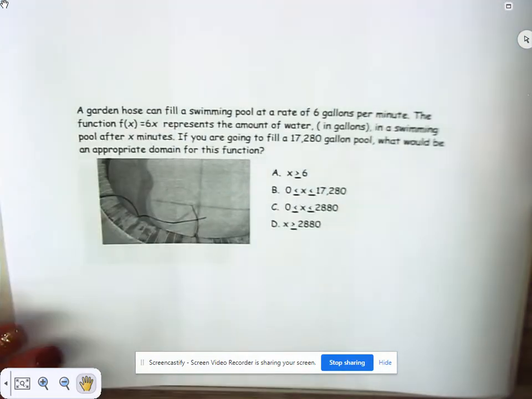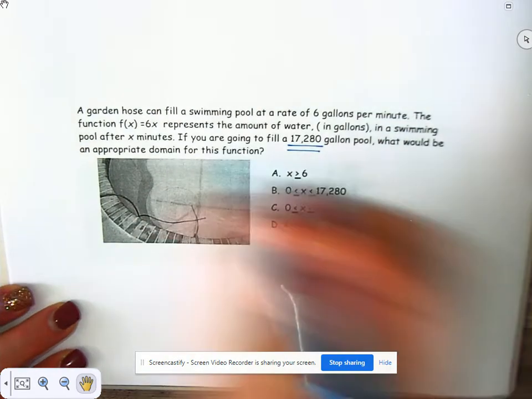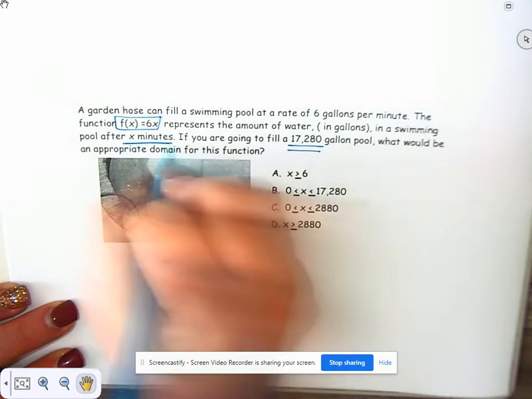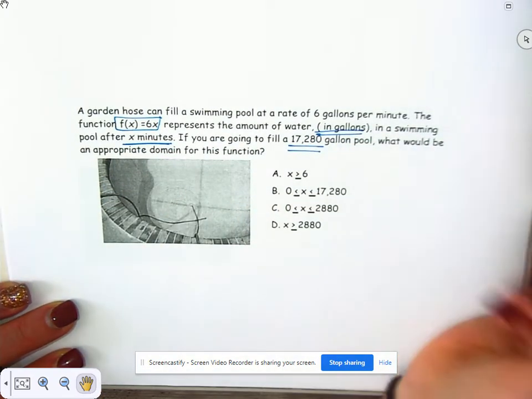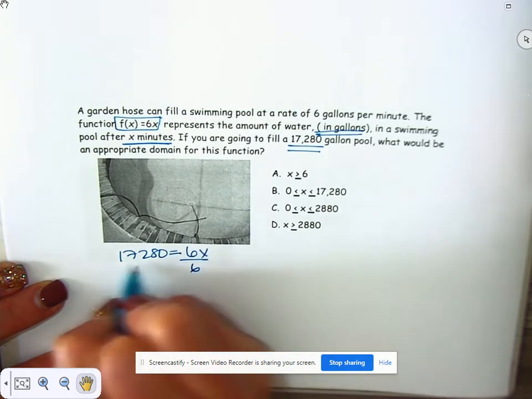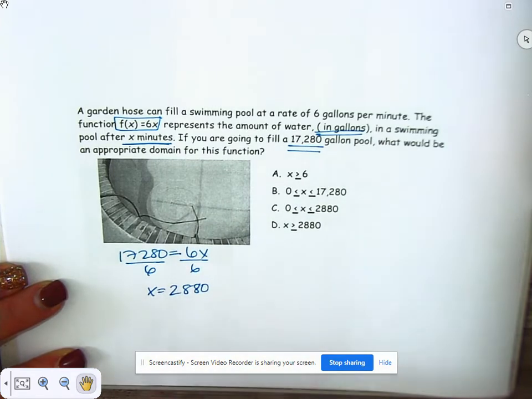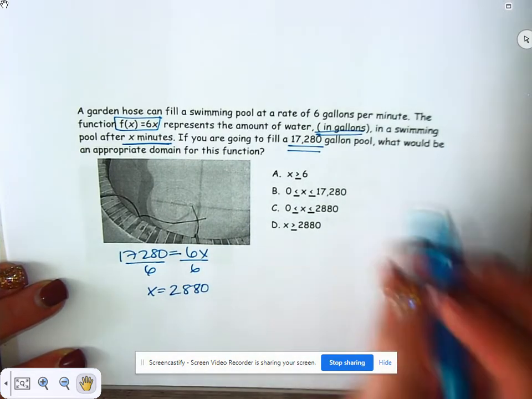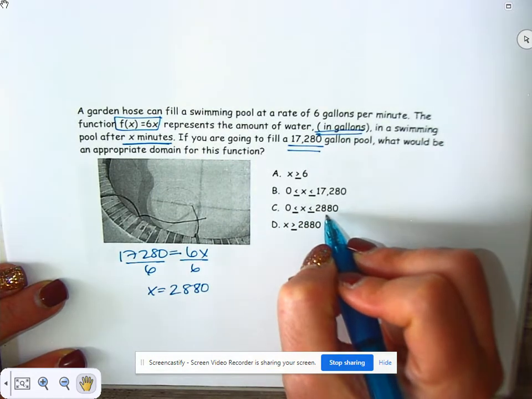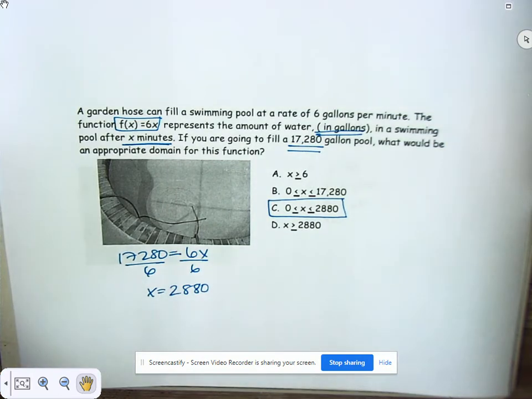Okay, so we're doing the same thing down here. So the 17,280, once you read through this, you need to read through it, y'all. You've got an equation. It tells you that X is the minutes. The other part is the gallons. So the 17,280 goes in for F of X, and we're going to divide by 6, which is going to give us that 2,880 number. So if the pool is already full, it doesn't take us any time. And then if it's empty, it's going to take us 2,880 minutes.